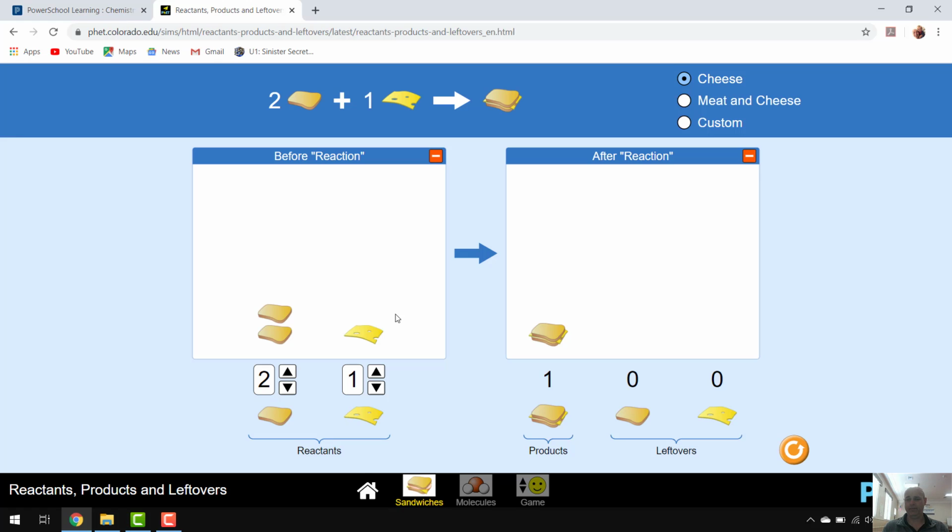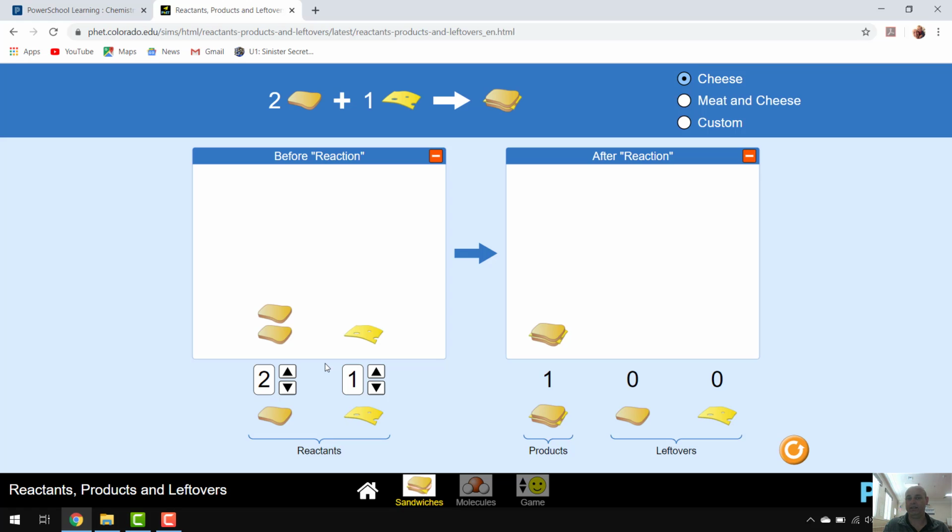This is the same concept that we're going to see in a minute when we actually look at molecules. The important thing to remember is that the reactants have to match the products. I have 2 pieces of bread on the reactant side. I have to have 2 pieces of bread on the product side. Same thing with cheese. I have 1 piece of cheese on the reactant side. I have to have 1 piece of cheese on the product side.